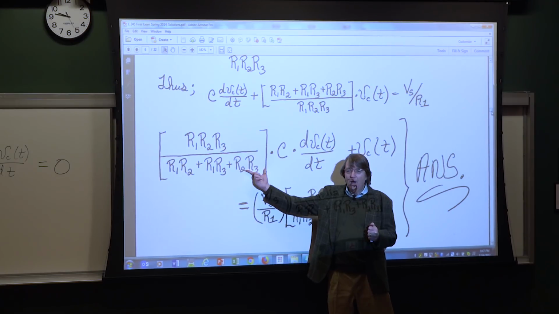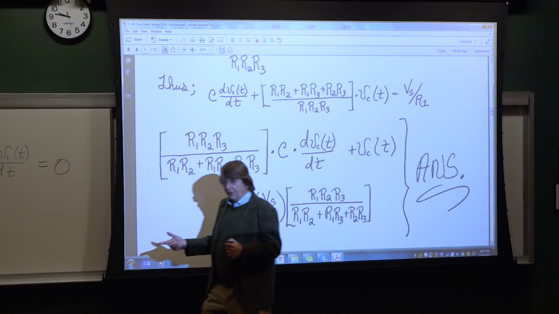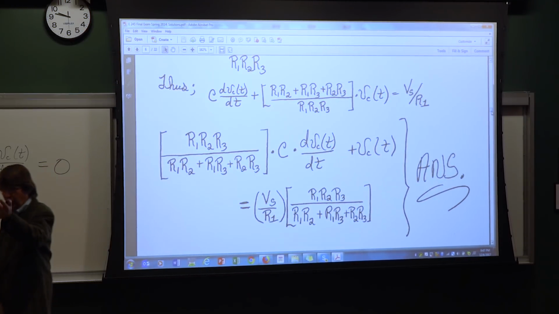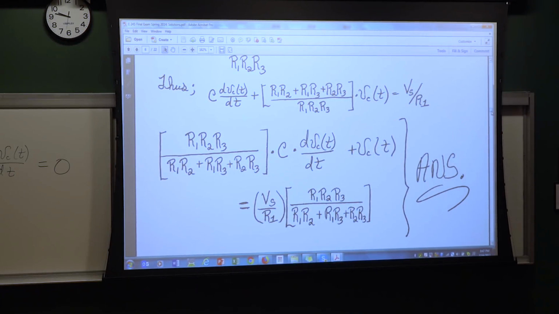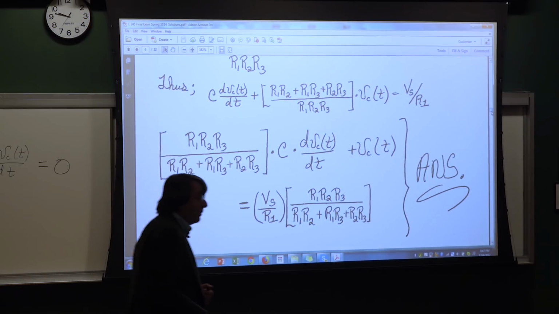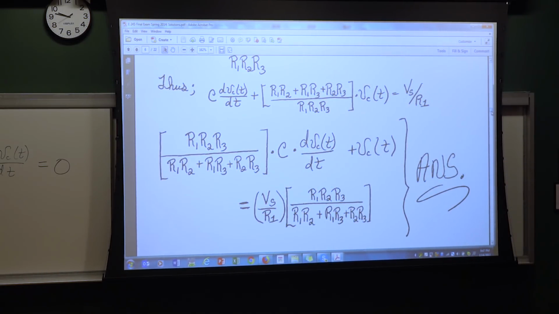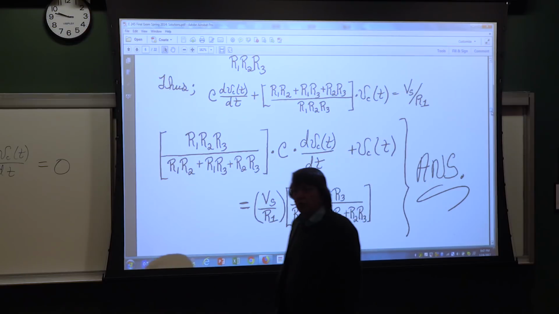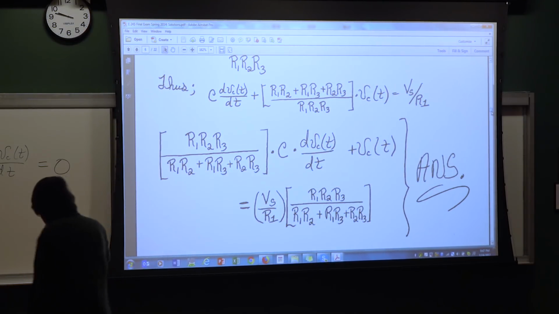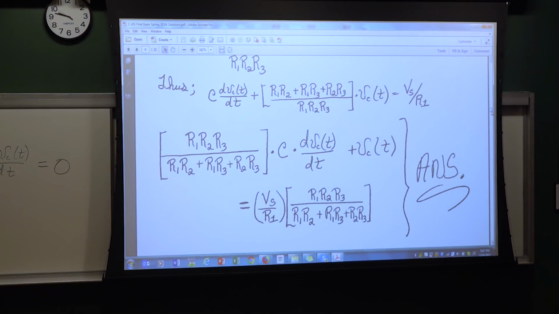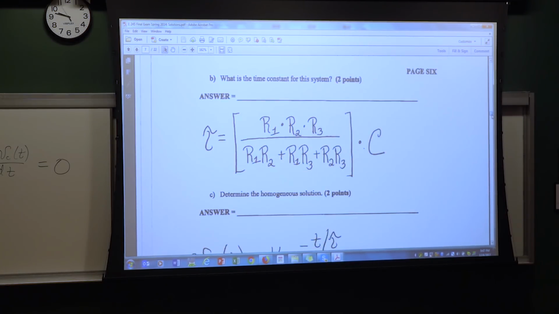All right? Whatever is in front of the first derivative when we have it in standard form is the time constant. Now, I bet you the next question on the next page is what's the homogeneous solution? What's that? Ke to the minus t over tau. What's the particular solution? The right side, if it's in standard form and we have a DC input. So I'm betting those are the next three questions.